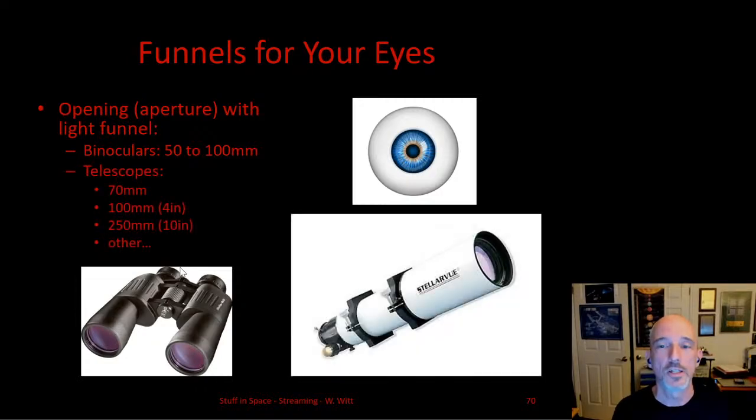And telescopes then are also light funnels, right? So here, again, it's the opening. This is an example of about a 100 millimeter telescope, or about 4 inches. Light comes in, gets squeezed down, and then pushed into your pupil. So basically these things are light funnels, just like we use the funnel to drink out in the rain.